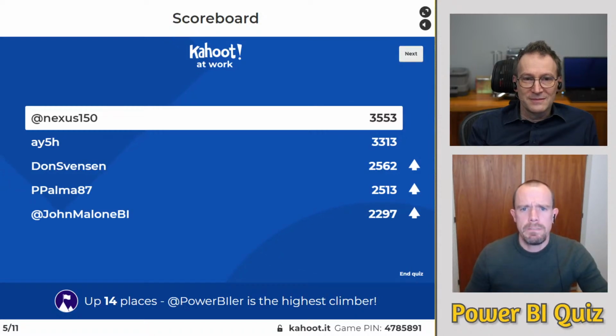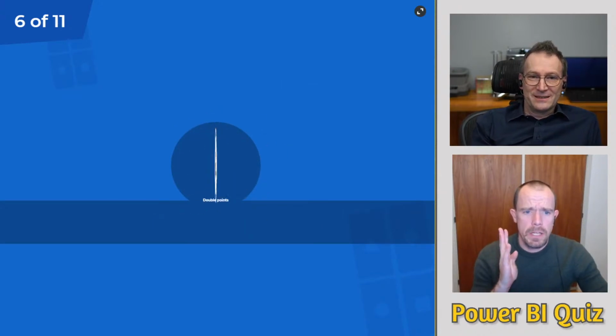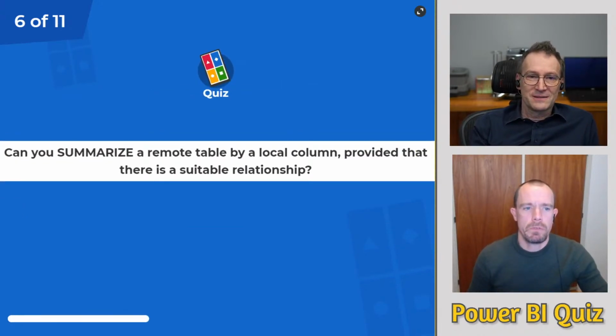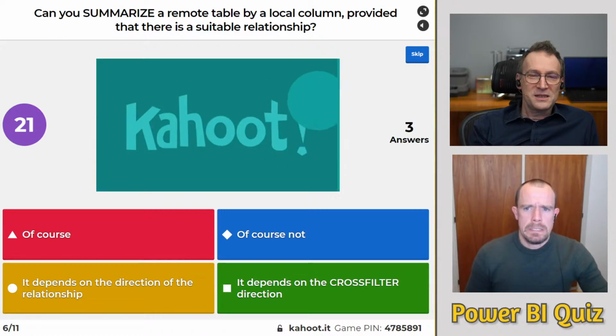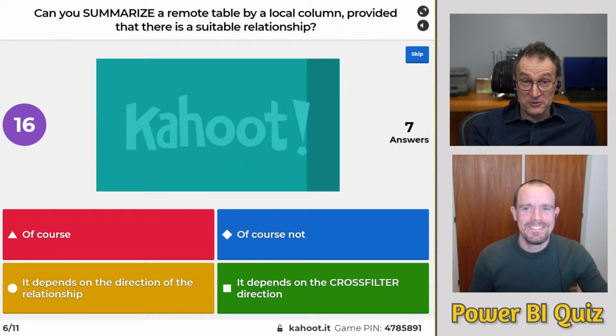So let's have the 5th one. Here you get double points because we are halfway through the quiz. Can you summarize a remote table by a local column, provided that there's a suitable relationship? You only have 30 seconds to answer this one. That seems simple. I mean, they should answer correctly.